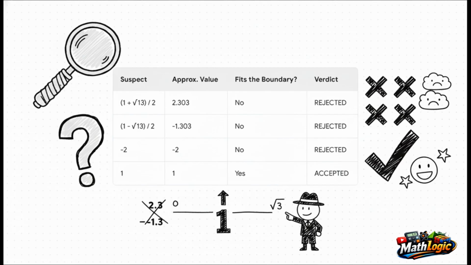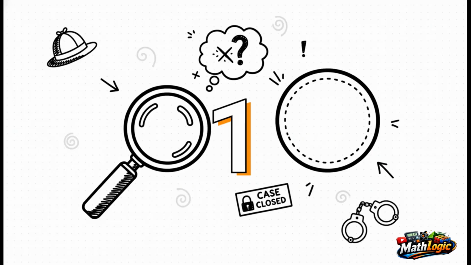Let's check their alibis. Suspect A is about 2.3. Is that inside our boundary? Nope. Rejected. Suspect B is negative. Also outside the boundary. Rejected. Suspect C is -2. Way outside. Rejected. And that, well, that leaves only one suspect standing, the number 1. Does it fit within our boundaries? Yes, it does. Perfectly.